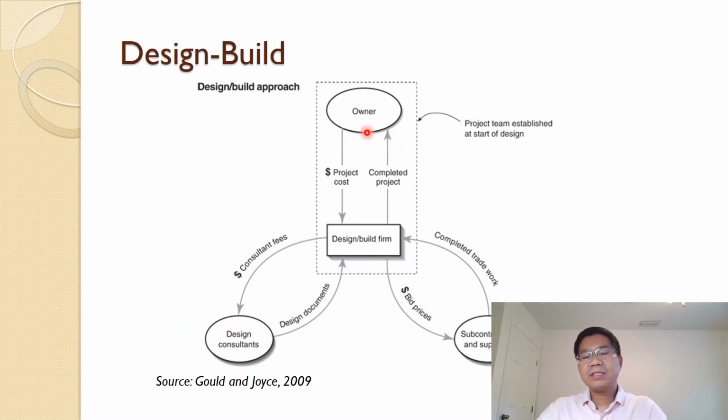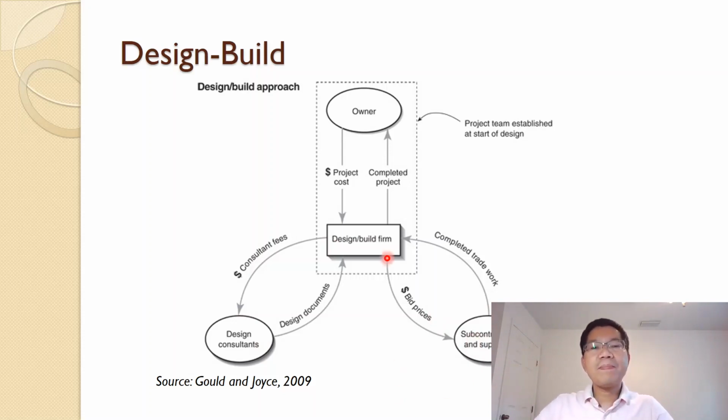Unlike design-bid-build, only one entity, which we call the design-build firm, is responsible for both the design and build process. So there is only one contract: a single entity signs a contract with the owner and then delivers the project to the owner. Of course, the design-build firm can hire a design consultant or a subcontractor under separate contracts, but the bottom line is that one firm takes care of the whole design and build process.